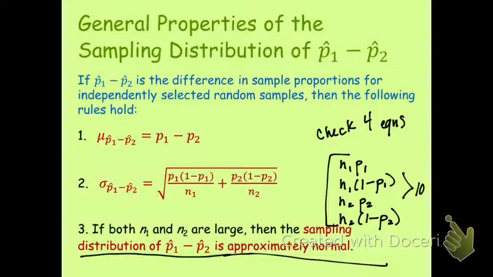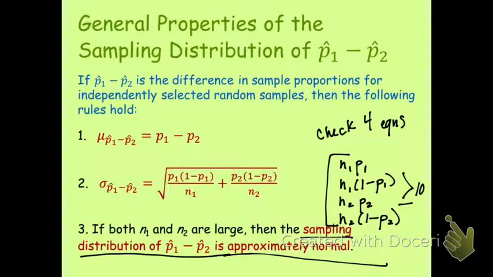Oh, okay. You still have write-ups? Uh-huh. So we just have to do a longer write-up? Yes, a little bit longer. So now instead of just checking NP and N times 1 minus P, we're checking 4 equations to see if it's normal. Greater than or equal to? Greater than or equal to.